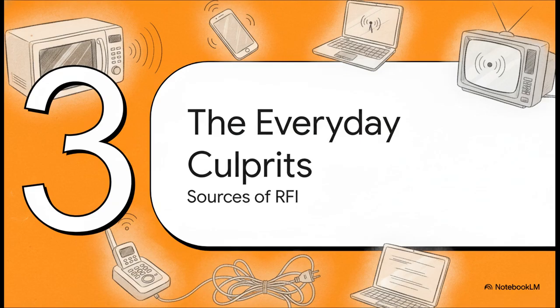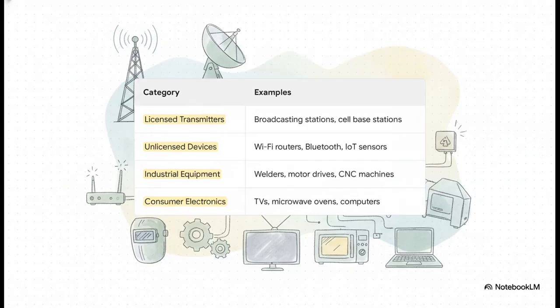Okay, let's pull all this together and look at the usual suspects causing all this ruckus. You're probably going to be surprised by how many of these are in your own house. Yeah, this table really lays it all out, doesn't it? It's not just one thing. At one end of the spectrum, you've got massive, powerful transmitters, like cell towers. But then, on the other end, you have all the little unlicensed gadgets in our homes. Our Wi-Fi routers, Bluetooth headphones, you name it. And then you throw in heavy machinery from factories and all of our own electronics. TVs, microwaves, computers, they're all adding to this invisible sea of noise.